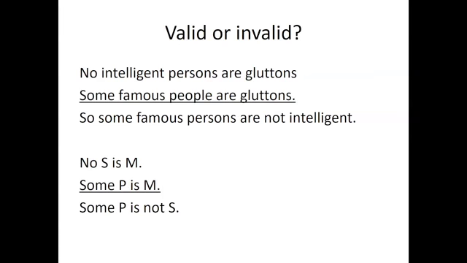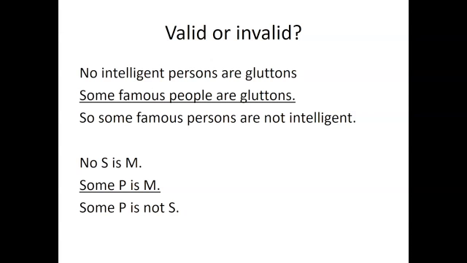All right, here's another one. No intelligent persons are gluttons. Some famous people are gluttons, so some famous persons are not intelligent. The first rule, again, there must be at least one affirmative premise, and we find that in the second one here. The second premise, some famous people are gluttons, is an affirmative premise.